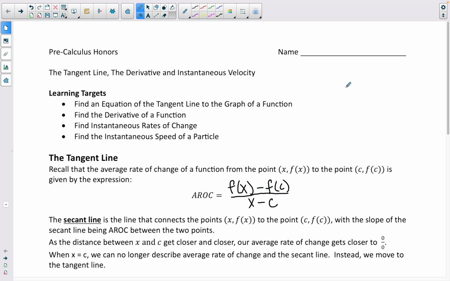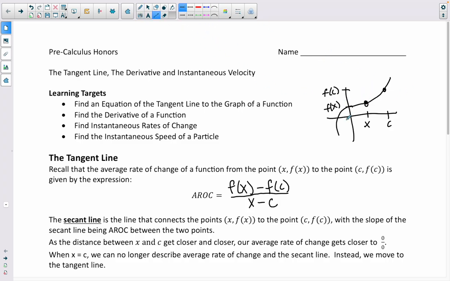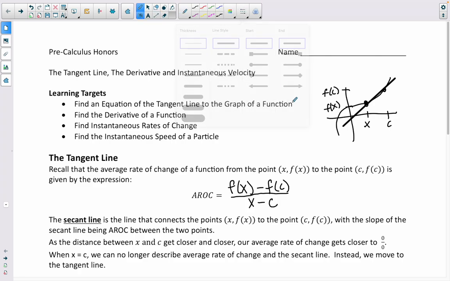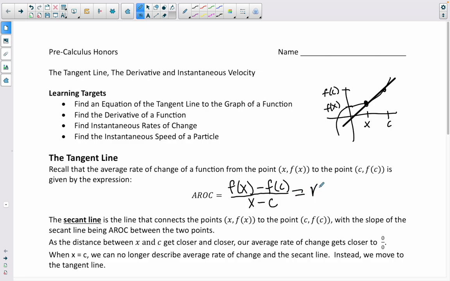All right. And so again, I'll just draw it up here. If we had some function, here's the point x, here's the point c. This would be f of x, and this would be f of c. Right? We're talking about the slope of the line that connects these 2 points. All right? And so that's your AROC. If you recall, that is also the slope of the secant line.